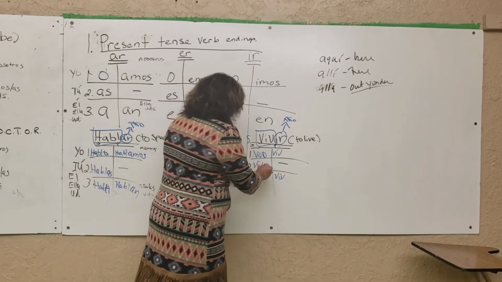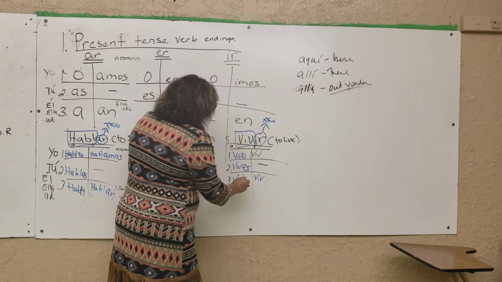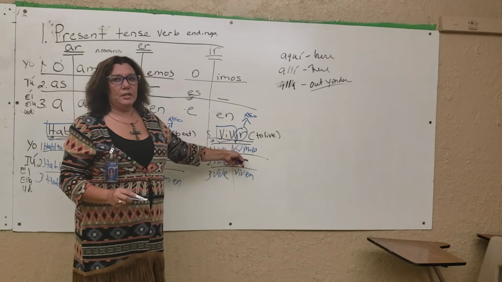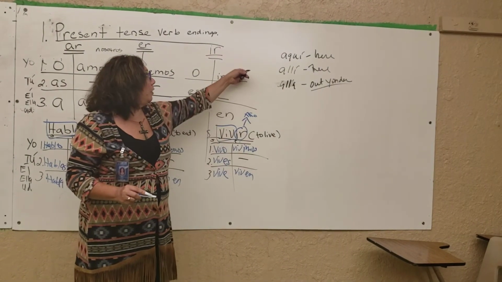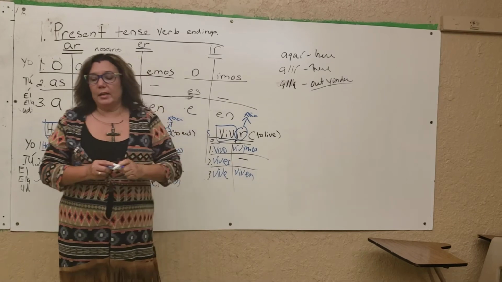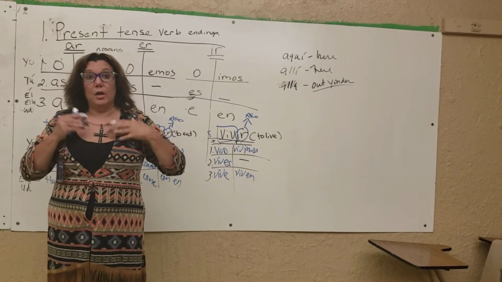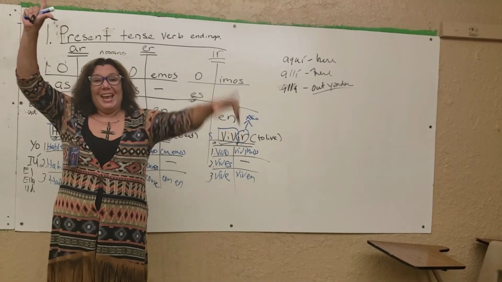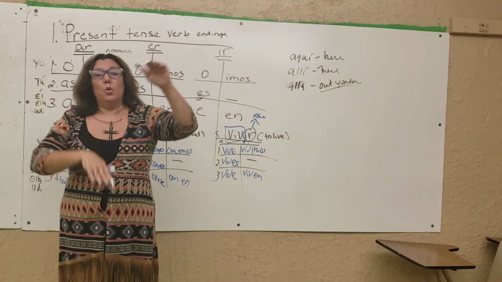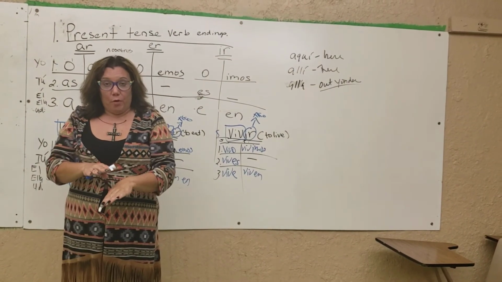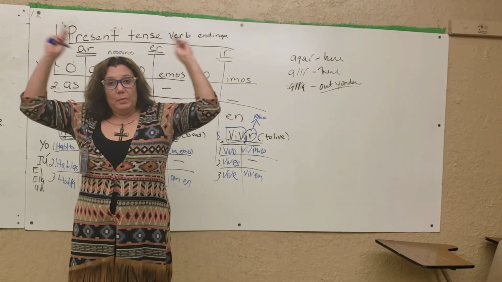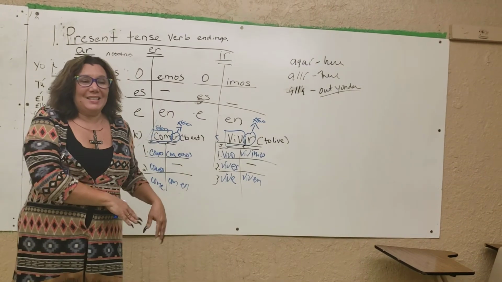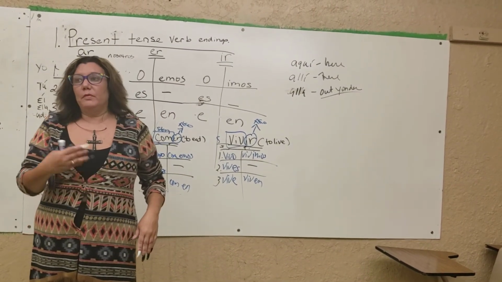Tú vives. Él, usted vive, nosotros vivimos, and ellos viven. The only one that changes is nosotros, vivimos, because it's an IR verb. So here we go again: yo vivo, I live. Tú vives, you live. Él vive, he lives. Ella vive, she lives. Usted vive, you live formally. Nosotros vivimos, we live. Ellos viven, they live. Ustedes viven, y'all live. And if it's ellas, it would be viven because it's all girls.